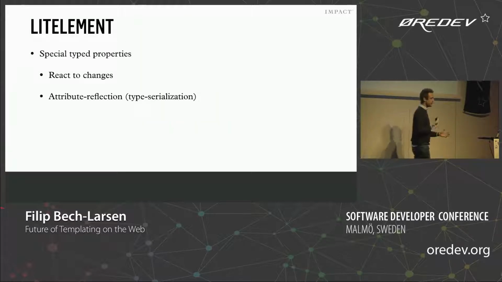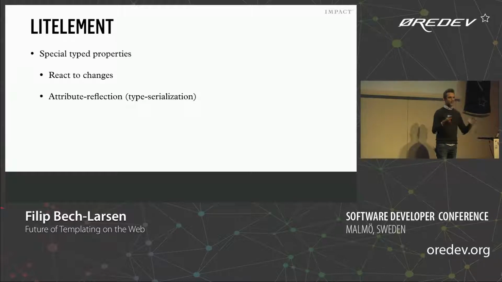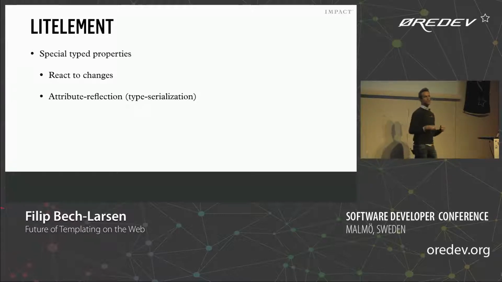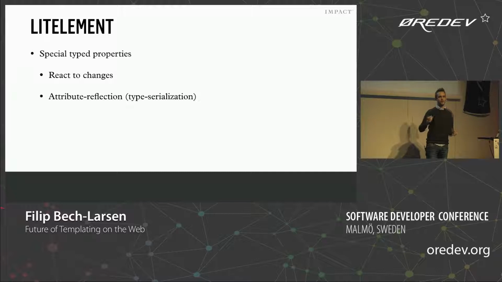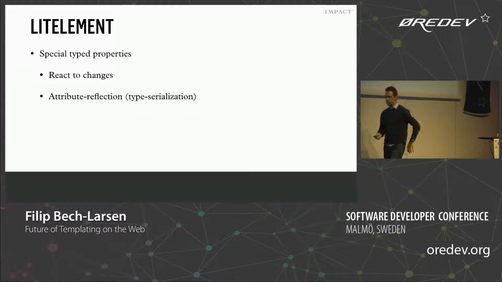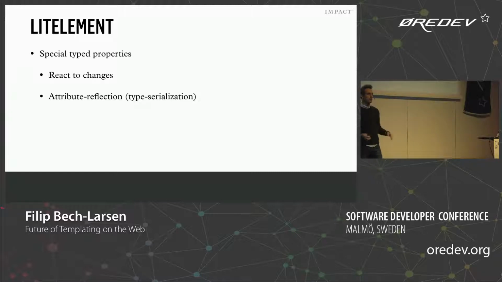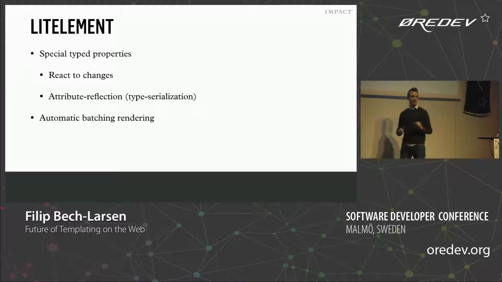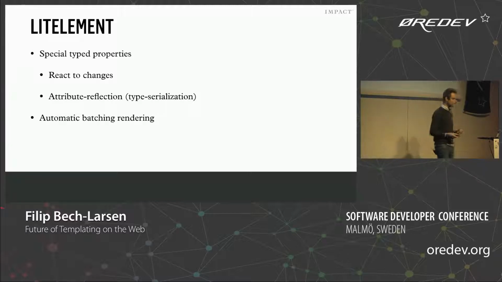So LitElement gives us especially typed properties. So we can say this is a property that has some extra features. We can have properties that don't invalidate our state, and then we can have special properties that invalidate our state whenever they're changed. It gives us attribute reflection. So if we want to have a property that's also an attribute or the other way around, it does that out of the box. And then it does automatic batching of the rendering. So if we change two properties, it's not going to render twice. It's just going to re-render once.